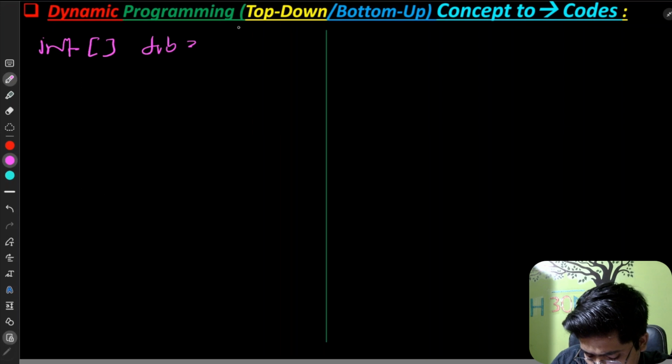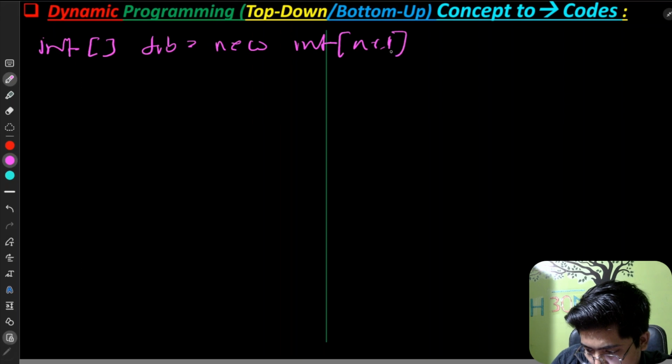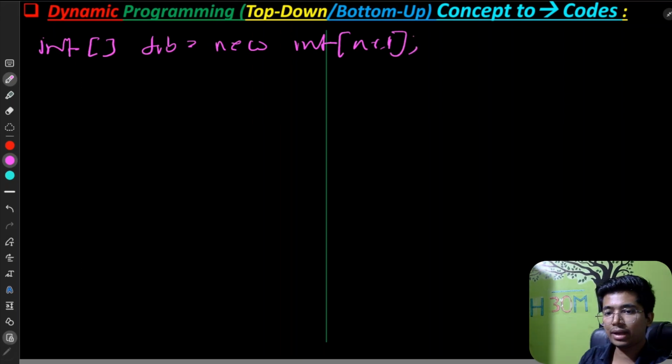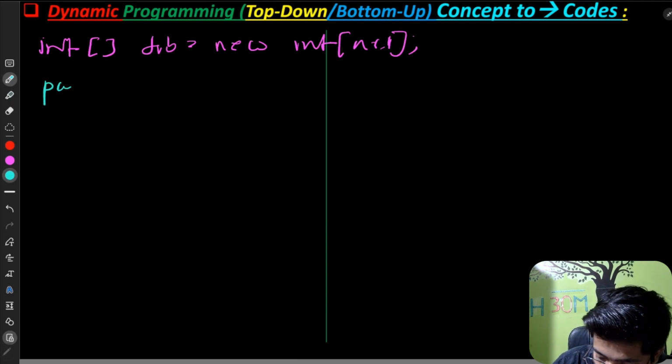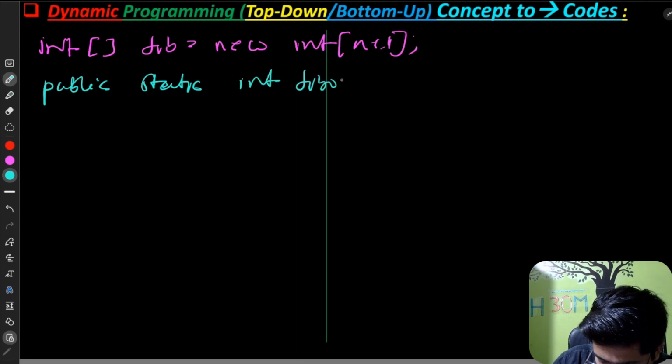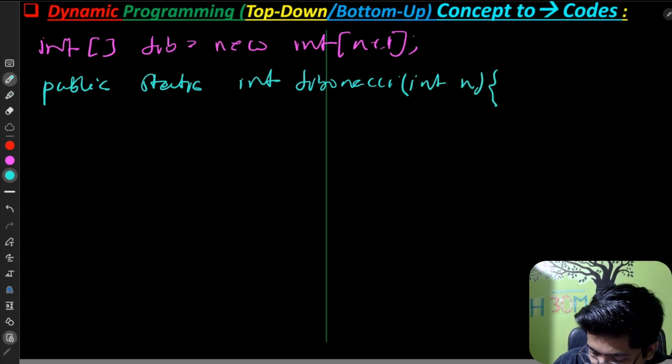Fibonacci, that is equals to new integer n plus 1. So this is memory declaration. We have declared the memory here. Now we'll be writing the function name, that is public static integer Fibonacci of integer n.